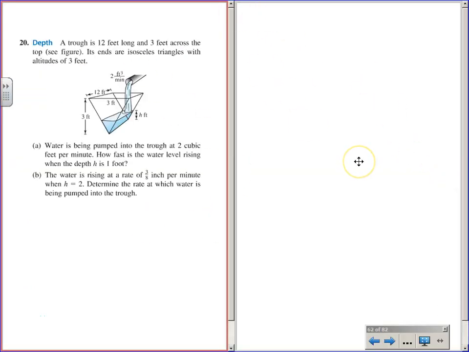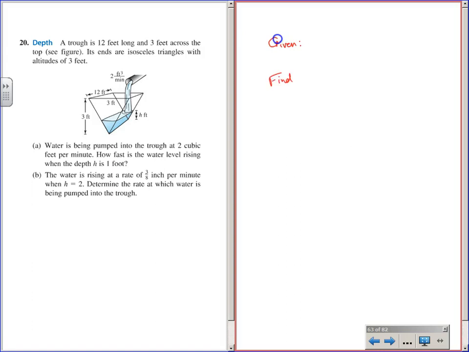Let's go ahead and talk about number 20. We want to figure out the given. The container, the trough, the thing that it's going in, has 12 feet depth and 3 feet across and 3 feet height or altitude. So 3 feet altitude, 3 feet across, and 12 feet. But that's the container. What are we talking about for the problem? The water. Okay, so figure out what's going on with our find.